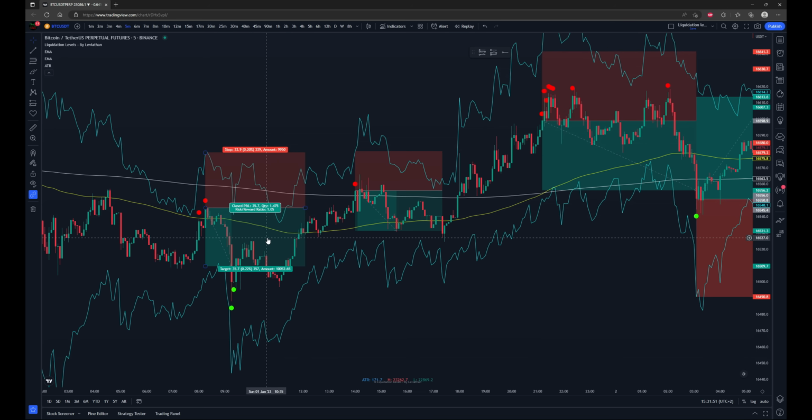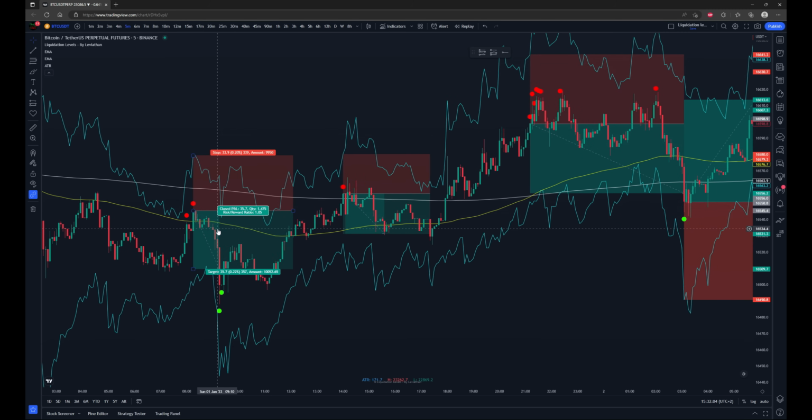And of course, that doesn't mean it's not better to use something like a 1-to-1.2 risk to reward ratio or 1-to-1.5 or something different, but I'm just going to be testing 1-to-1 just to see how it performs. All right, so that's the setup right there.